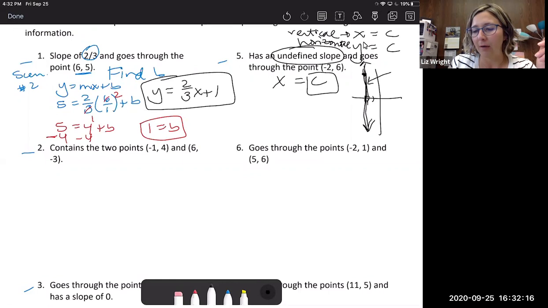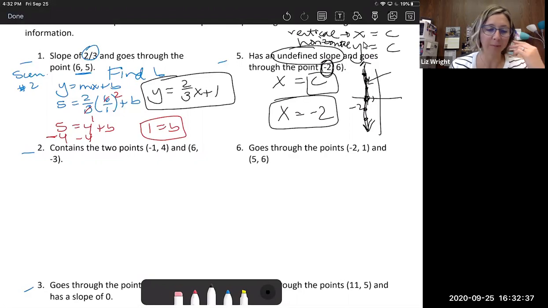So right here at this point, this is -2 for x. 100% of the time, no matter where I put my pen on this line, what's the x value for that line? -2. It's right there. So my equation for this line is going to be x equals -2. And that's your answer for that one.